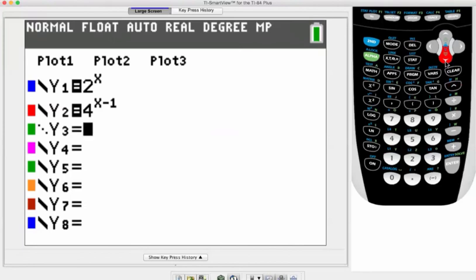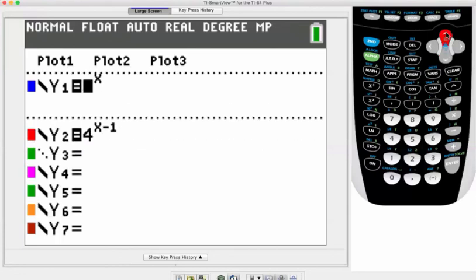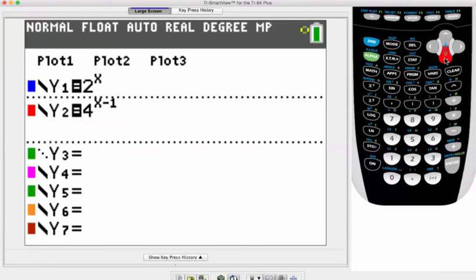Okay, the answer is they are equal for x equals 2. They are equal for x equals 2. Second question, can you figure out when 2 to the x is greater than 4 to the x minus 1? For what values of x is 2 to the x greater than 4 to the x minus 1? Go ahead and pause the video and try that now.